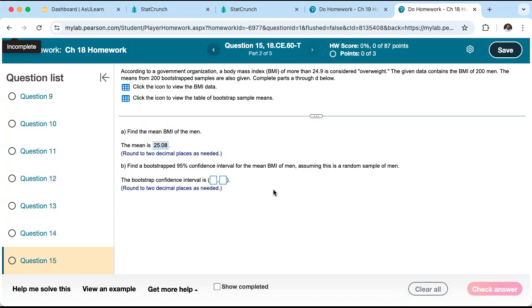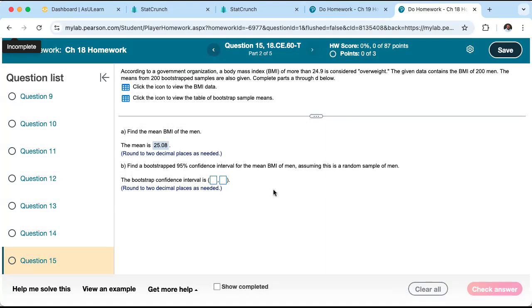Did everybody get the A right? Okay, let's get to B. The B says that we should find a bootstrap 95% confidence interval for the BMI of the men.